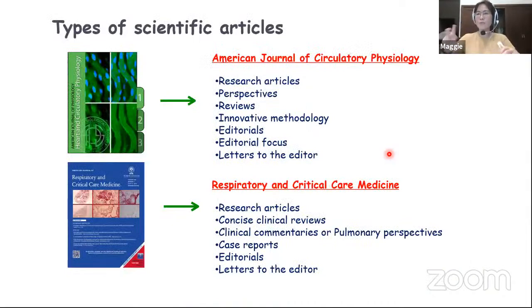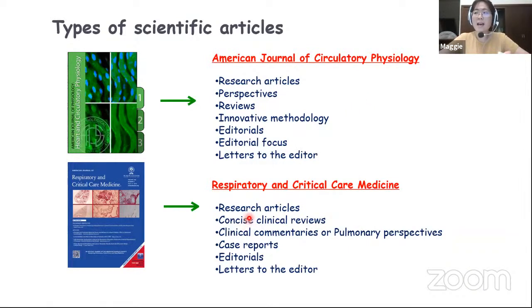So there are two major types of scientific articles. The first one, I will show you as an example, is the American Journal of Physiology. As you can see, if you have read this journal, you will find research articles, perspectives, reviews, innovative methodology, editorial focus, and letters to the editor. So those are the different sections in the journal. As you can see, that's more focused on basic research.